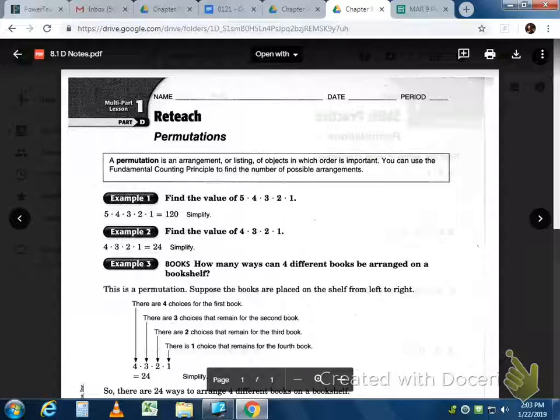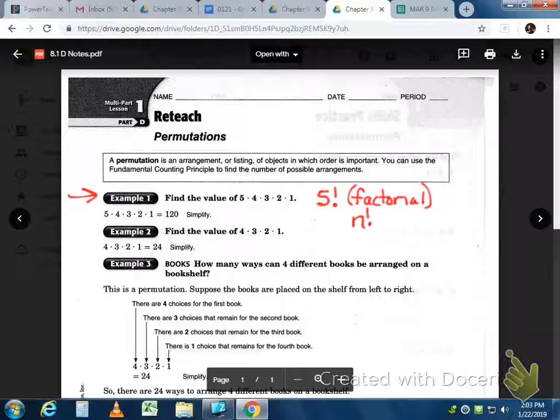When you see something like this, find the value of 5 times 4 times 3 times 2 times 1, that's also written like this, 5 with an exclamation mark. It's called factorial. And if you've got the right kind of calculator, it'll calculate a factorial for you. Some of your calculators, you might see n with an exclamation mark beside it, and you put the number 5 in there and hit that button, and it'll do this calculation for you.